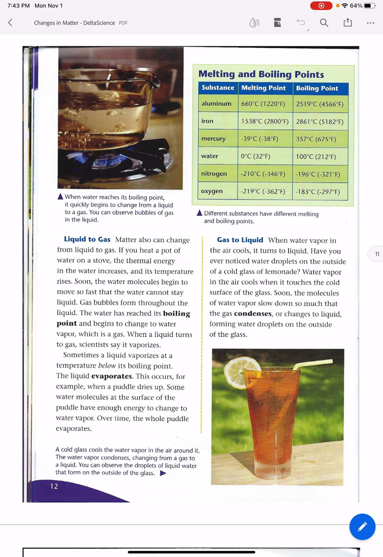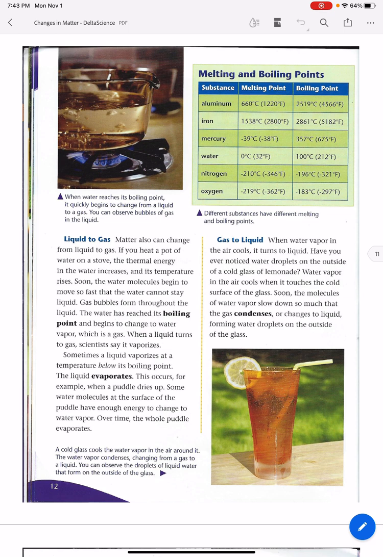Gas to liquid. When water vapor in the air cools, it turns to liquid. Have you ever noticed water droplets on the outside of a cold glass of lemonade? Water vapor in the air cools when it touches the cold surface of the glass. Soon, the molecules of water vapor slow down so much that the gas condenses, or changes to liquid, forming water droplets on the outside of the glass.